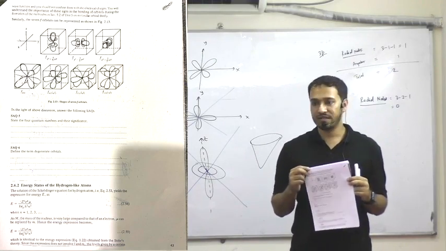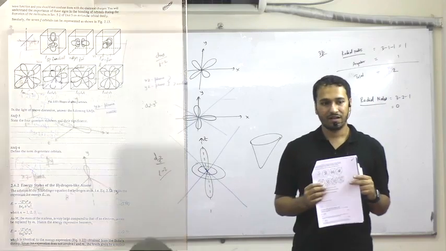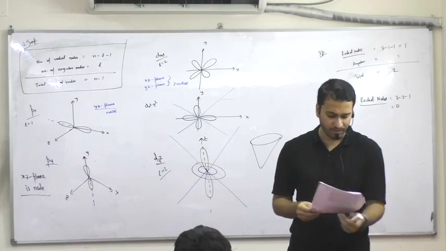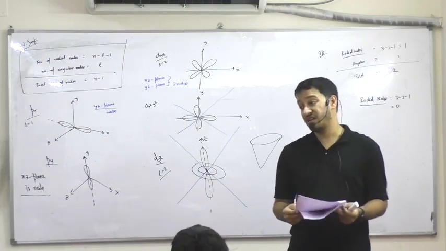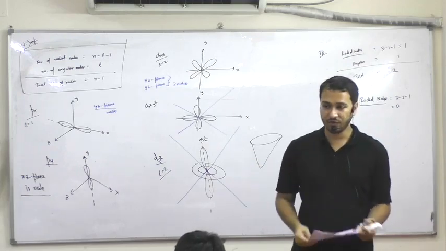The 7 f orbitals are not in our syllabus. Are you getting it? Those names and those shapes are not required for us. This became a little advanced, but everything before this we need. All this we need. Is it okay?